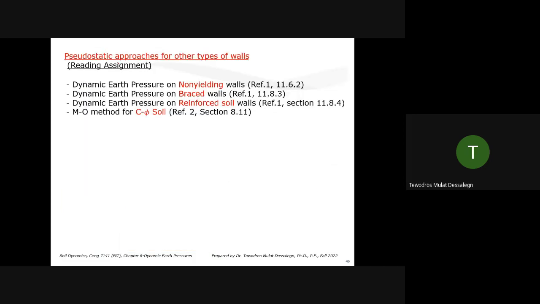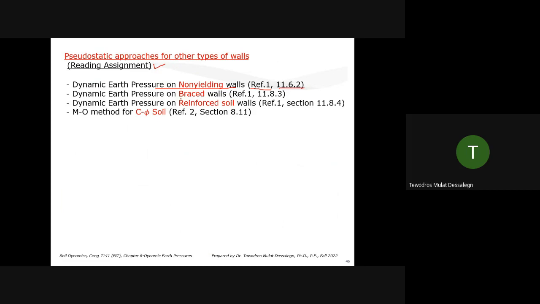So, the pseudostatic approach for other types of walls. You can have non-yielding walls. You can compute dynamic earth pressure for non-yielding walls. You can see reference 1, section 11.6.2. This is a reading assignment. I'm not expecting you to submit anything on this, but you may need it in the future for research topics, for other levels. So if you come up with some need, just be aware that there are these sections.